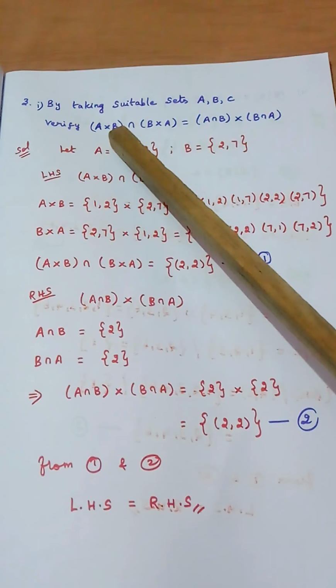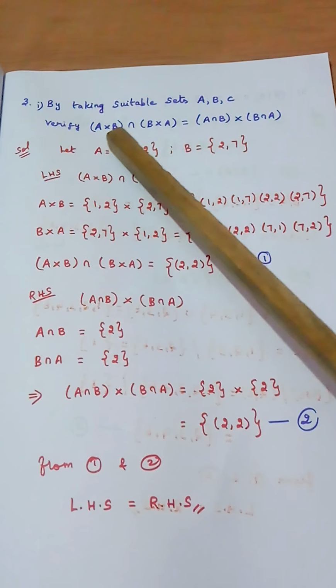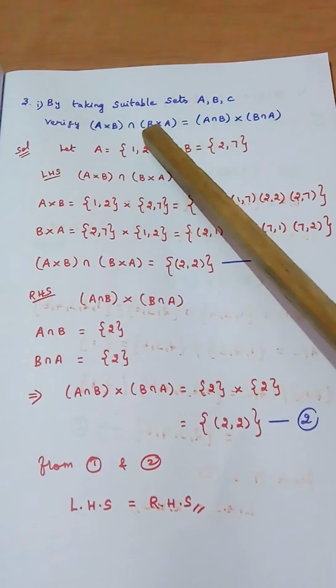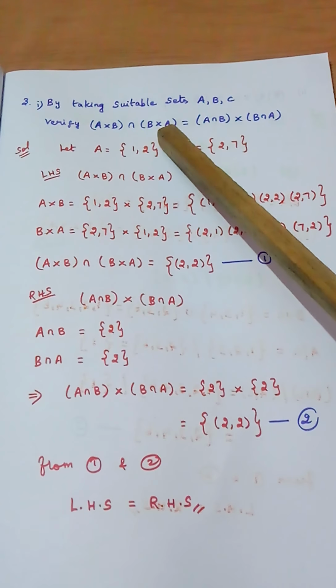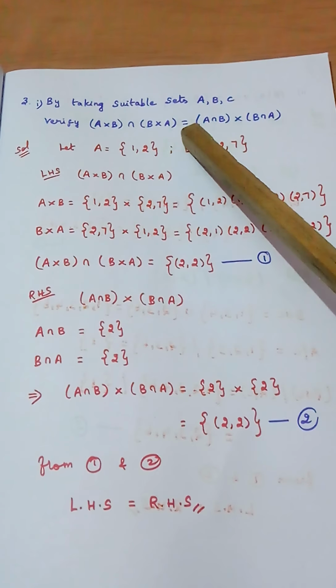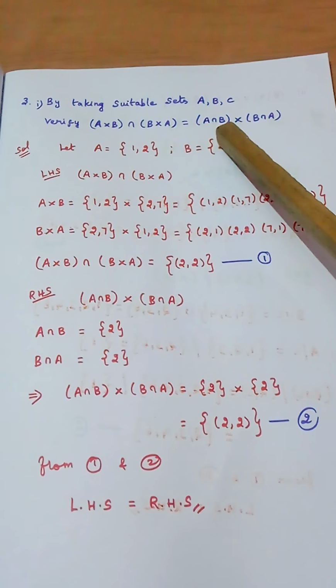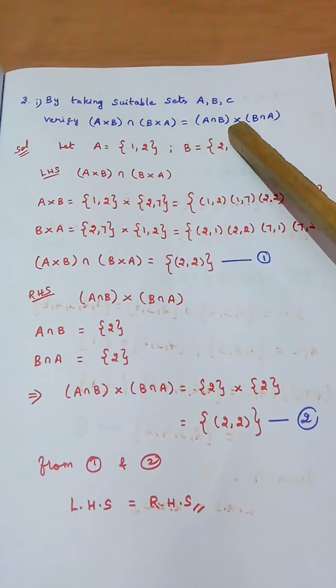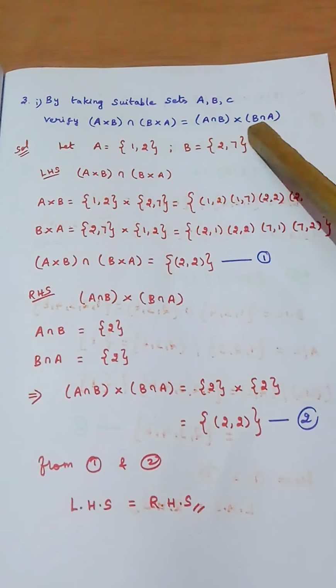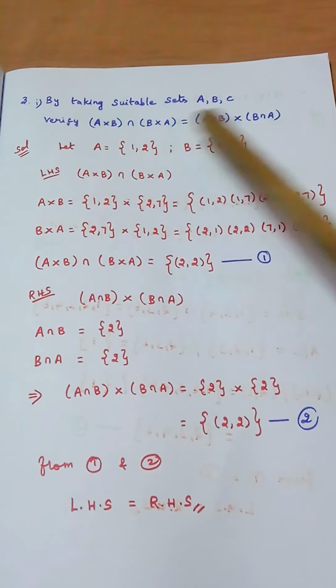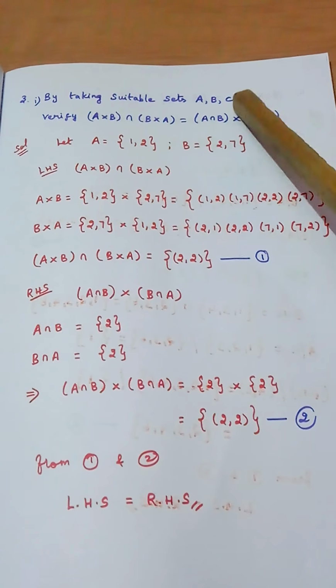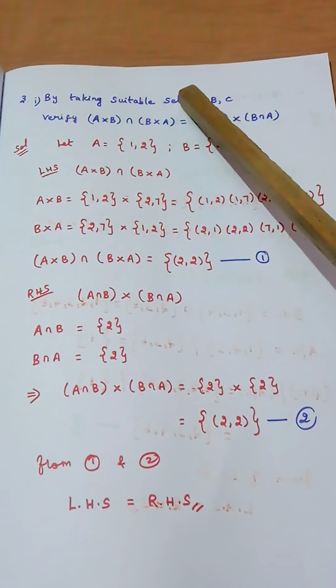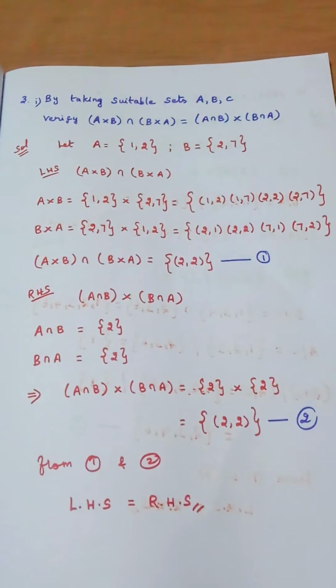What is the meaning? Cartesian product. Intersection, you know very well. B cross A, again Cartesian product. And this LHS will be equal to A intersection B Cartesian product B intersection A. So actually we need to prove these two are equal by taking our own sets A, B and C.